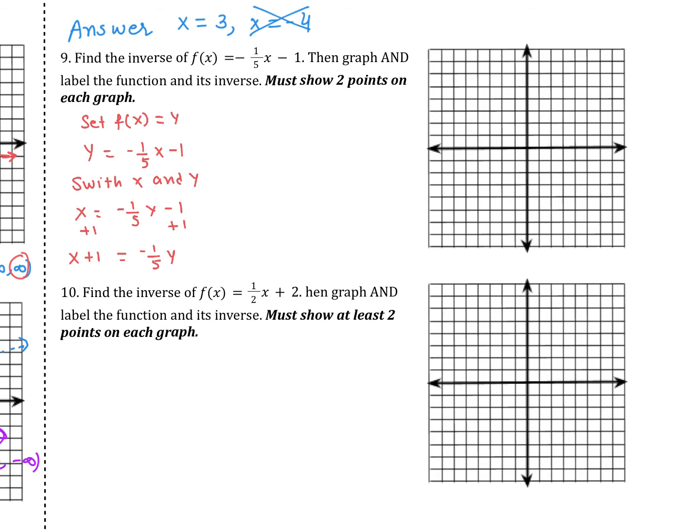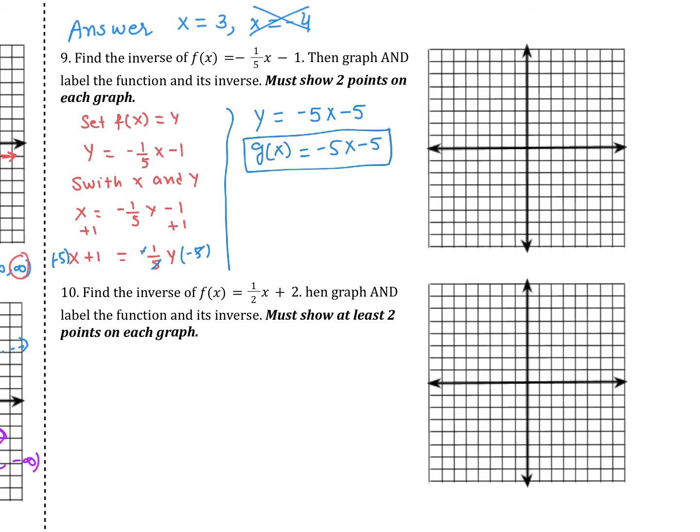And then what you're going to do is multiply by negative 5 on both sides. So multiply negative 5. 5 and negative 5 cancel. y equals negative 5x minus 5. And that's your g(x) because that's your inverse function. Now you're going to graph the original and the inverse function.